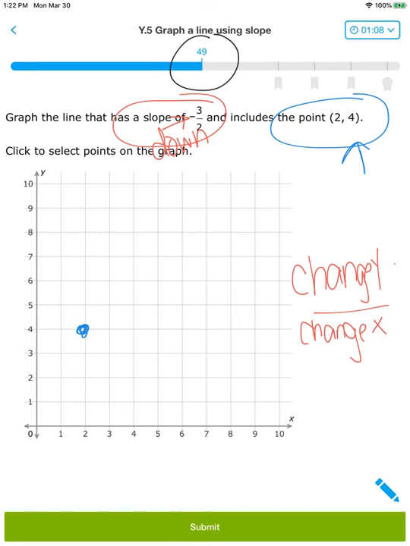So for this one, it's negative 3 over 2, which means my change in my y direction is going to go down 3. So from here, I'm going to go down 3. So 1, 2, 3. And then change in x is 2. I'm still going to the right, like I'm reading a book, and I go over 2. And so here is where my next point would be. And once again, once you do that, IXL will go ahead and connect your line for you, and all you'll have to do is press submit.